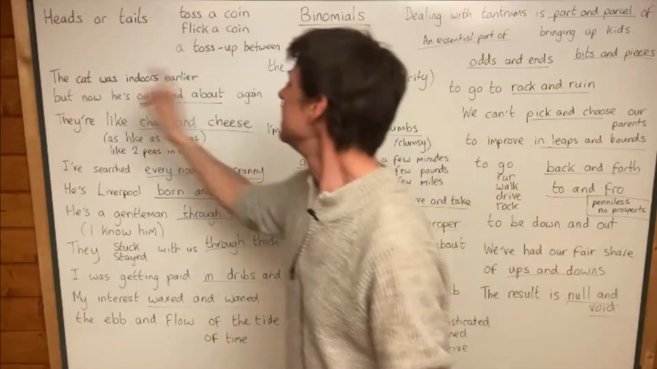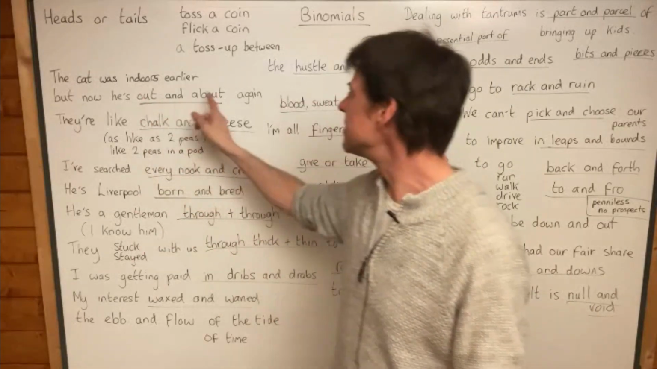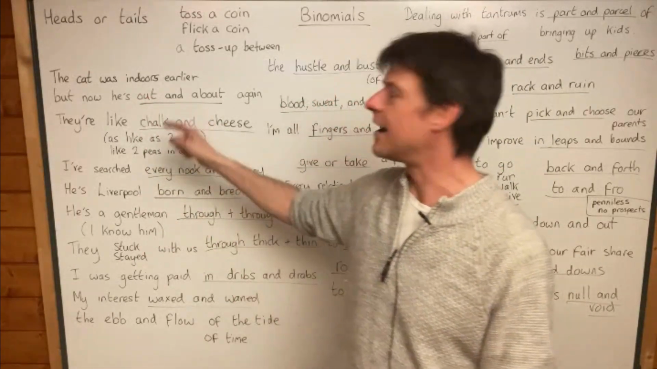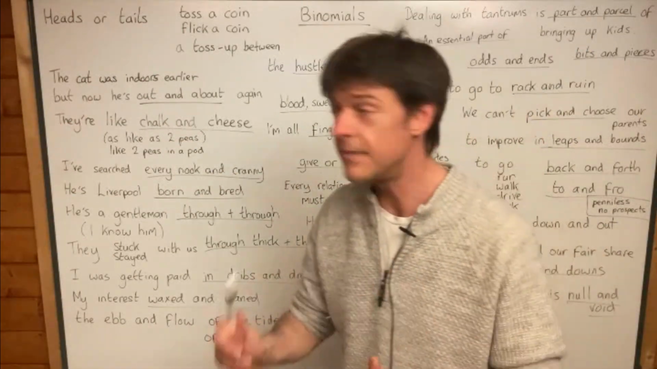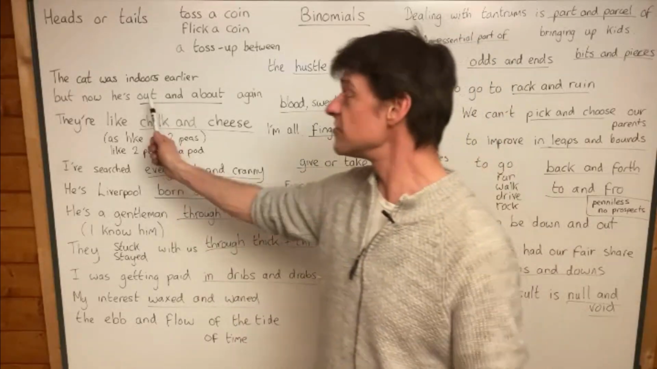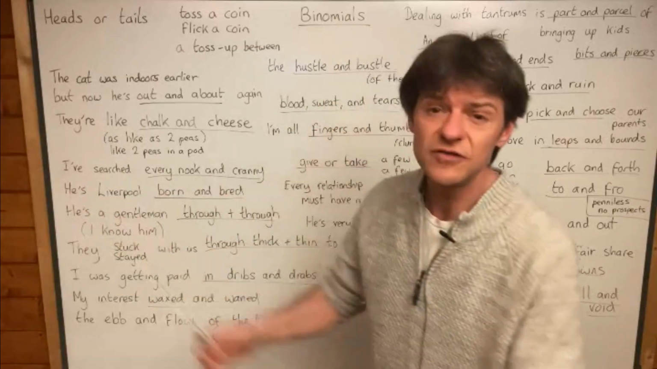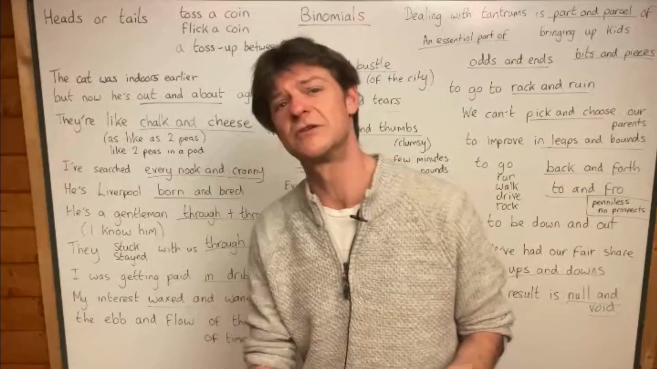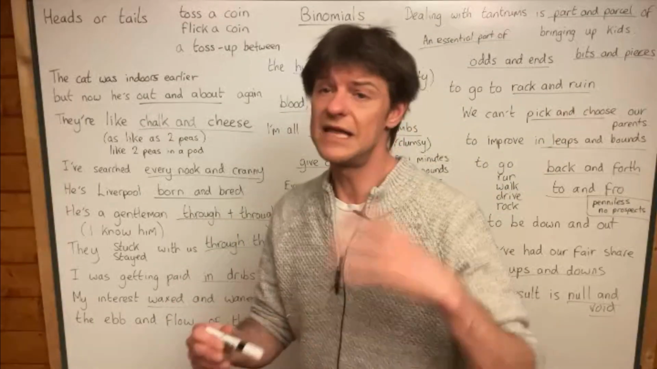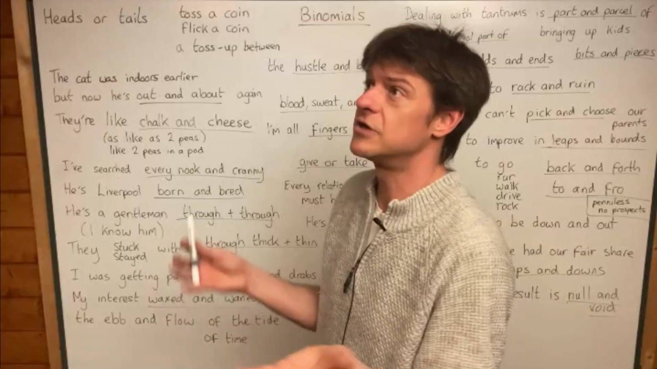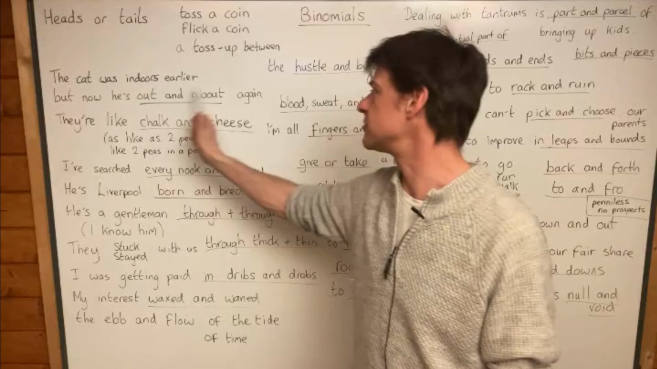Now, you might say something like this: the cat was indoors earlier, but now he's out and about again. And this out and about means outside doing your usual business, going about your usual business. Yeah, it doesn't mean doing anything specific. It just means that you are out doing your usual business. You're outside. Yeah, so maybe somebody was in hospital for a very long time and they were in bed for a very long time. You might say, so he was in hospital for 3 weeks and he couldn't get out of bed, but now he's out and about again. Okay, so that's how we use this out and about.